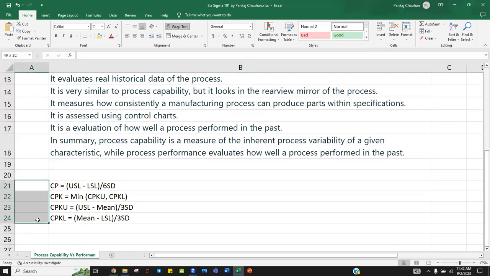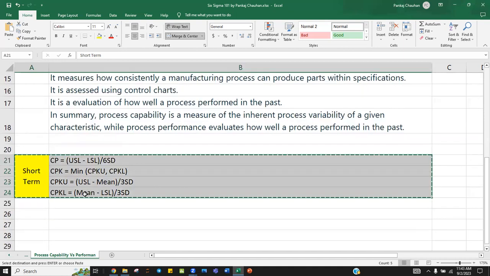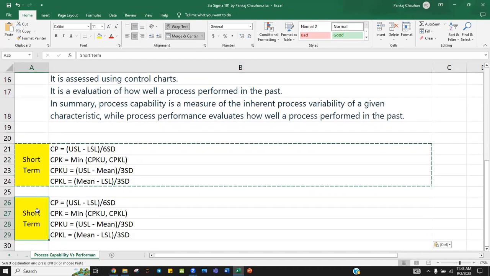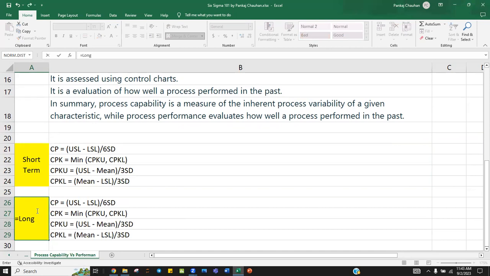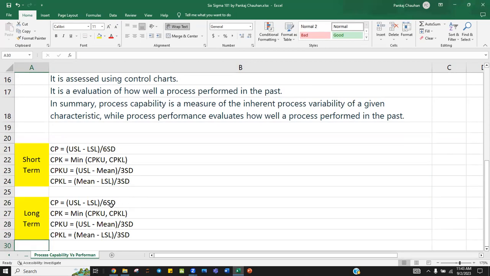So whenever we use the word CP or CPK, it means we are talking about the short term. For example, when you are taking a new machine and doing the validation of the machine, instead of running on a full scale, you are running just a couple of samples. You are doing the validation or piloting, then we call this short term. The same thing, if you want to calculate for the long term instead of short term, is represented by PP and PPK.